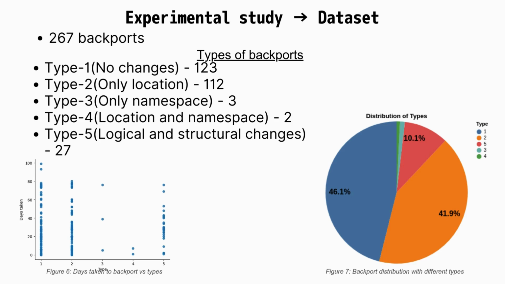Our final dataset consists of 267 backports, which we classified into 5 distinct types. As you can see, Type 1 and Type 2 are the most common. Type 5, which involves logical and structural changes, is the most complex and challenging to automate. The scatterplot shows that even simple backports can take a significant amount of time to be applied manually, which underscores the importance of automated tools.